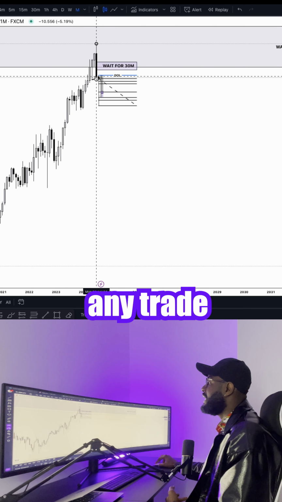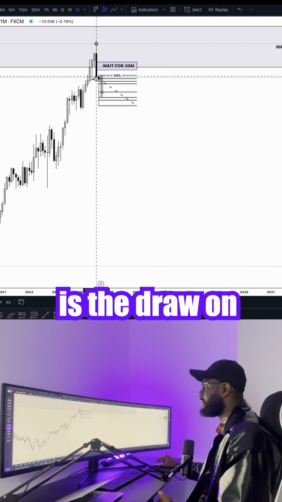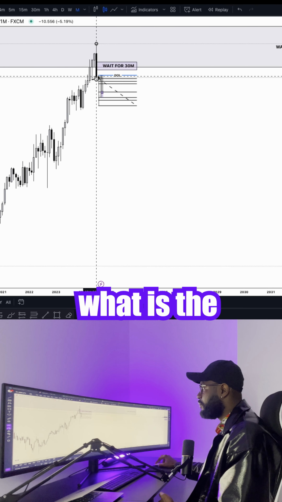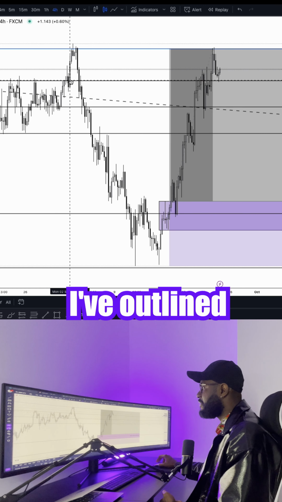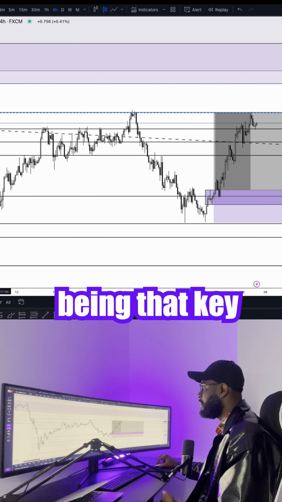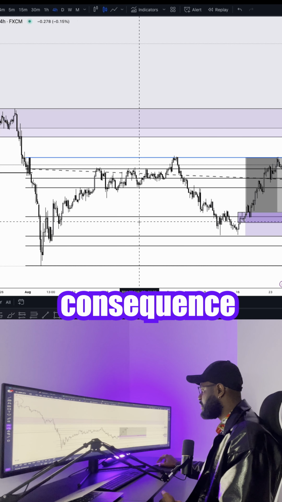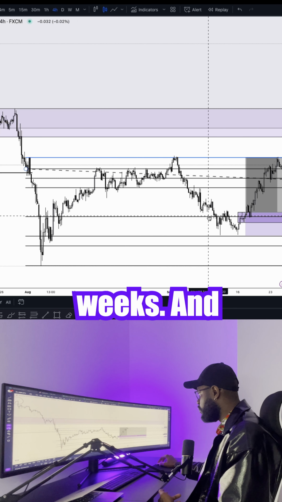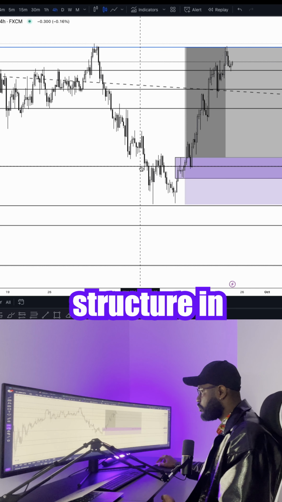Before I'm looking for any trade, whether I'm going to be a buyer or seller, I need to know where the draw on liquidity is. What is the magnet attracting price? And as you can see, the moment I've outlined my draw on liquidity being that key level, the next thing I do is work with the consequent encroachment, which is the 50% of the wicks. And right here, at the 50%, I want to see a 4-hour break of structure.